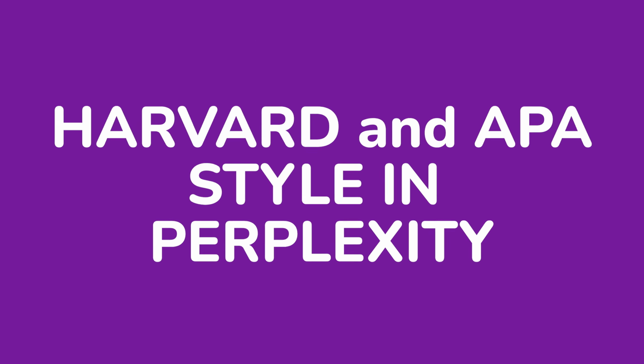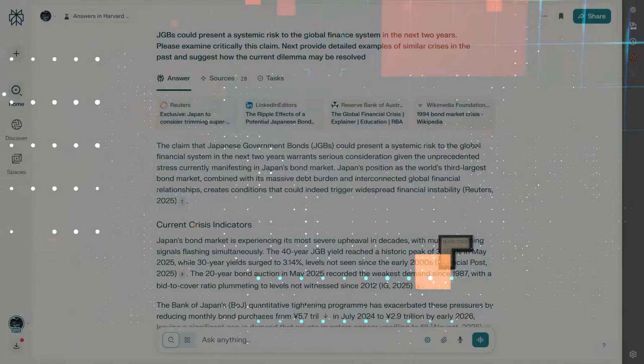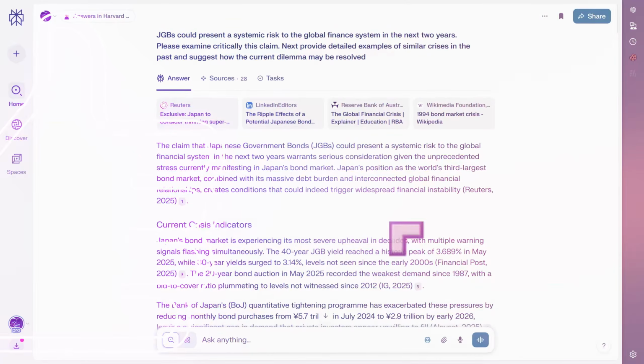So in this video, I'm going to show you how to create Harvard style or APA style referencing inside of Perplexity. Now, there's no simple way of doing this. We're going to have to go through a set of instructions as to how to set this up.